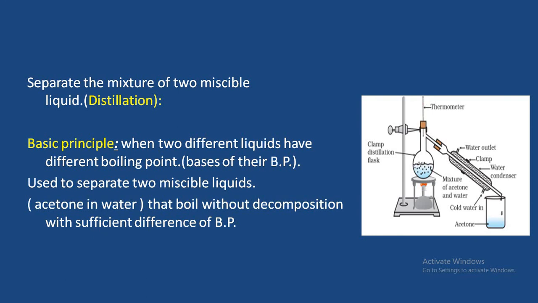It becomes liquid form. Similarly, when the temperature is reduced by giving this cold water, the outlet is hot water and the inlet is cold water, and this acts as a condenser which converts the hot vapor, the vaporized acetone, into liquid. That will be collected in the beaker, and the water remains left inside the flask.